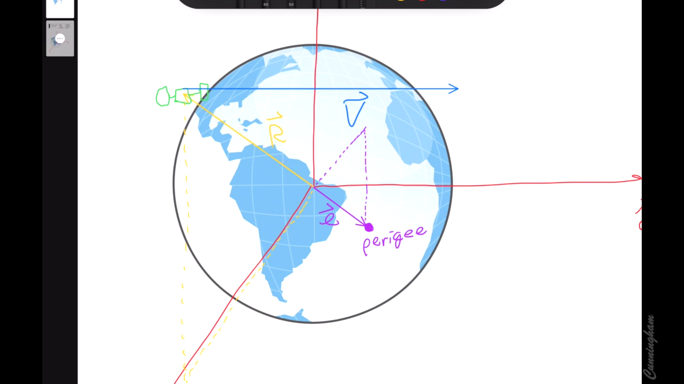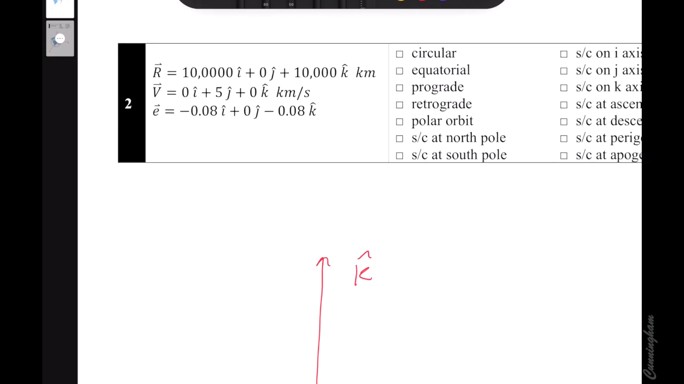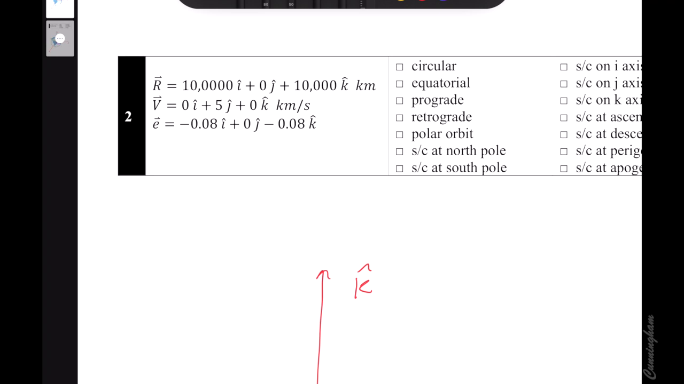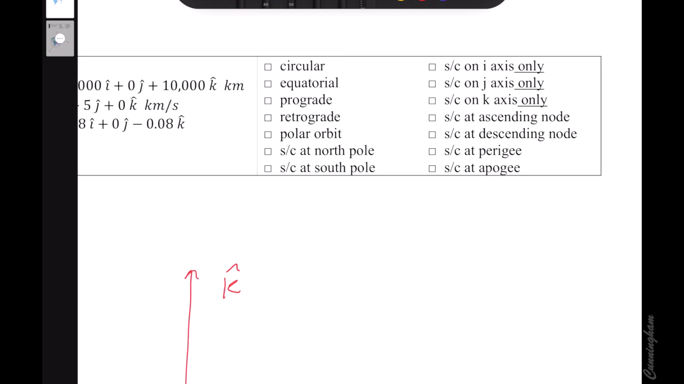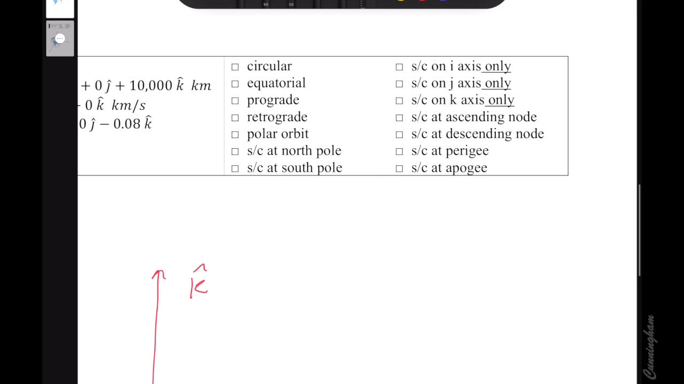Meaning, since it's specifically at the most opposite point of Perigee, because remember, R was positive I, positive K, E is negative I, negative K in equal measure. That's important, equal measure. Then I know I'm not at Perigee. I'm at Apogee, and I want to cross out Perigee.